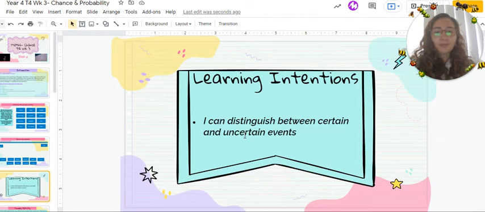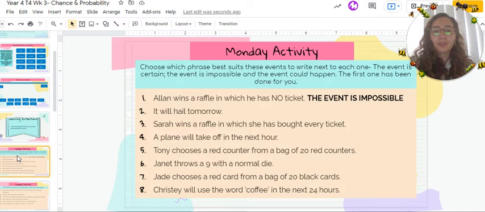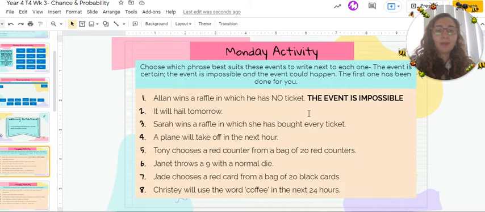Your lesson. I can distinguish between certain and uncertain events. Distinguish means you can tell the difference. Your lesson today is pretty straightforward and quite simple. You're going to read the phrase and then tell me which of these words would match. You can always go back to this slide. Which of these words would best match and describe the outcome of this event?